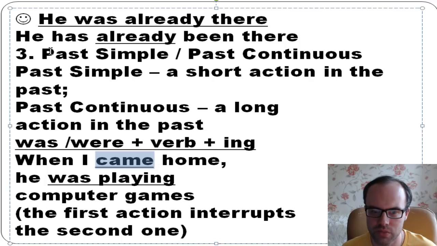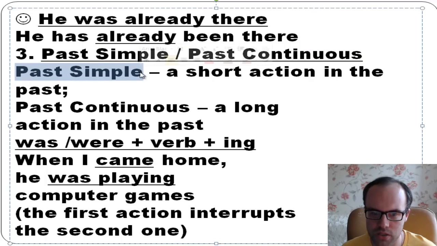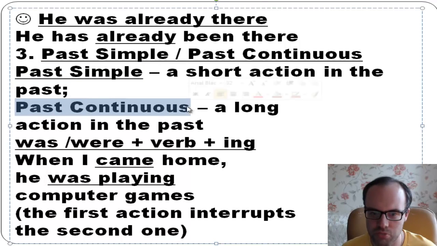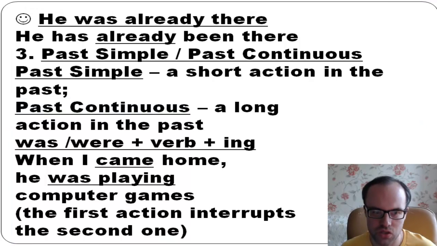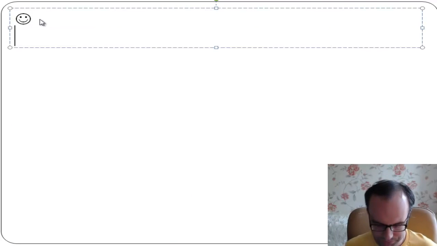Okay, so past simple and past continuous. Past simple, a short action in the past, and past continuous, a long action in the past. And we form it this way: was/were plus verb plus ing. So when I came home, he was playing computer games. The first action interrupts the second one. So very good. So what about future simple?